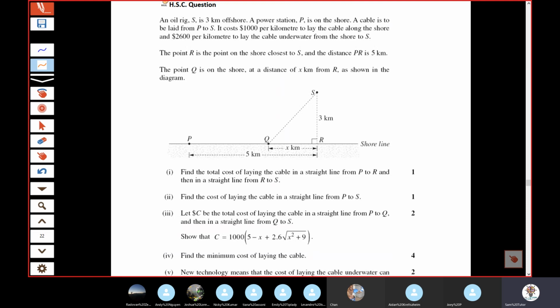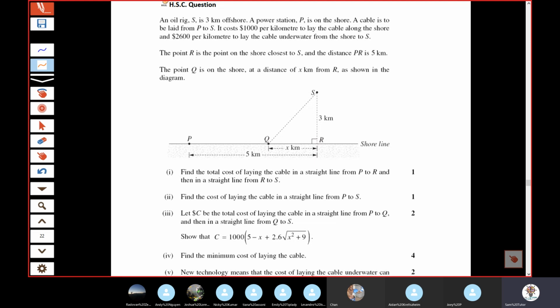Full stop. It costs $1,000 per kilometer to lay the cable along the shore, and $2,600 per kilometer to lay the cable underwater from the shore to S. We understand what's happening? So if I'm on land, it's going to cost $1,000. If I'm in the sea, more complicated, so it's going to cost a little bit more. That's essentially what it's trying to say.